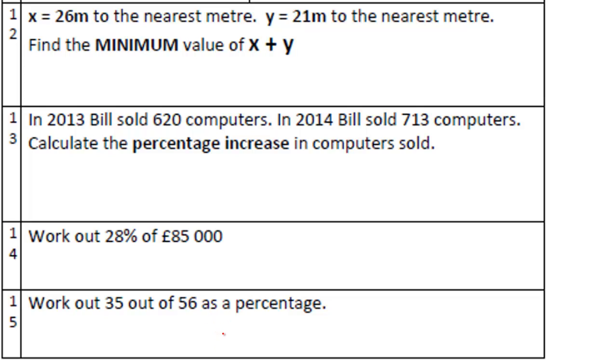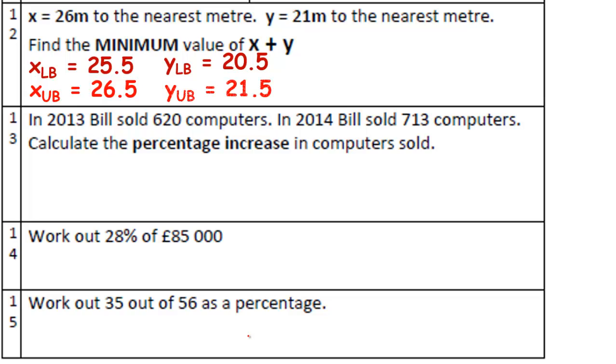Question 12. I need to work out the upper and lower bounds of each of those. So if you understood what we did the last time, the upper bound for X is going to be 26.5, and the lower bound is going to be 25.5. For Y's lower bound is going to be 20.5, and Y's upper bound is going to be 21.5. If you write these down, there is a chance that you pick up a mark in this question, but now think about what the question is asking. Find the minimum value of X plus Y.